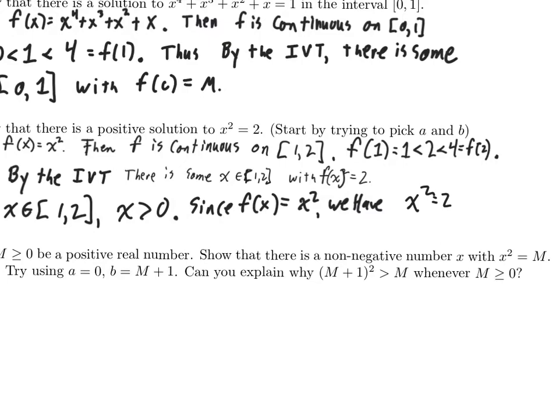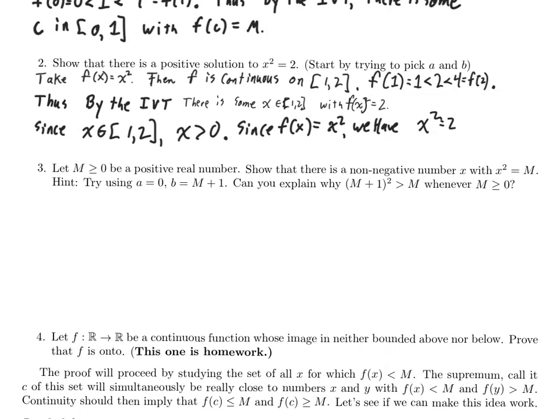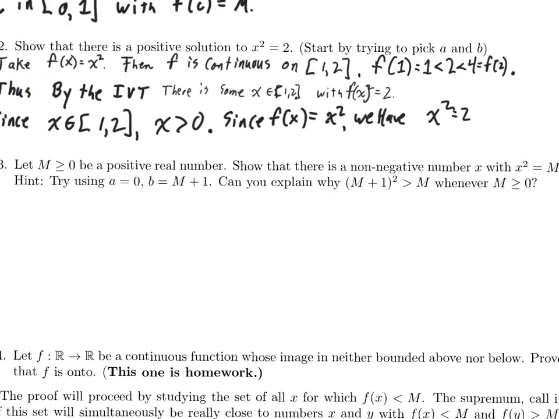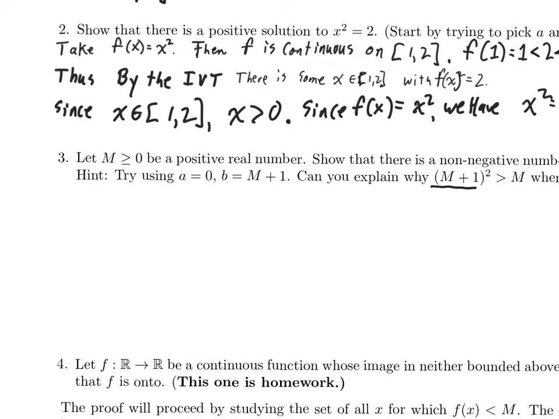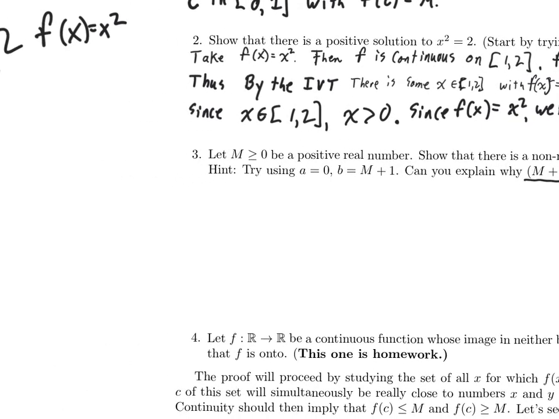So let's use this to do something a little bit more abstract. So suppose that m bigger than or equal to 0 is any non-negative real number. Let's show that there exists a non-negative number x whose square is equal to m. And I'm even suggesting some bounds right here. Let's try using a equal to 0 and b equal to m plus 1. So let's go ahead and let m be bigger than or equal to 0.